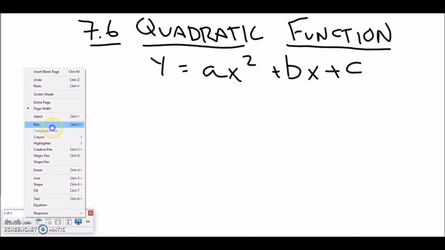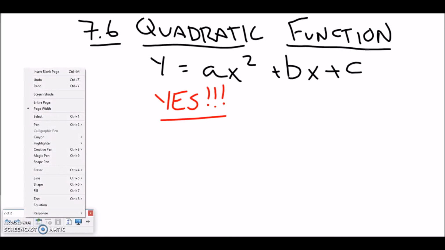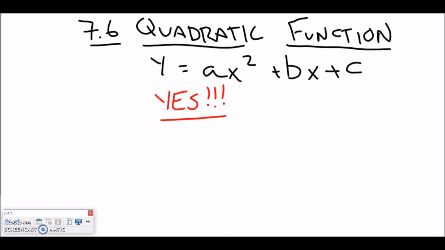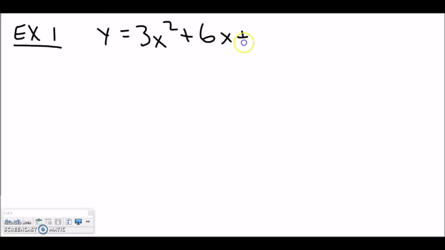And the answer is yes, of course we can. If we couldn't, it wouldn't be a section for us to go over. So yes, we can graph from y equals ax squared plus bx plus c, and in many ways this will actually be the easier of the two ways. Let's do some examples. Example 1, y equals 3x squared plus 6x plus 1.